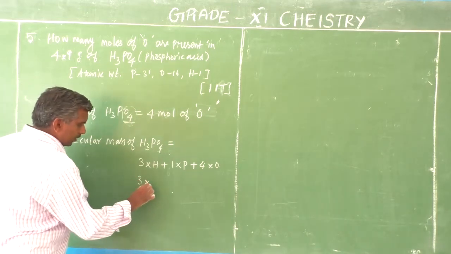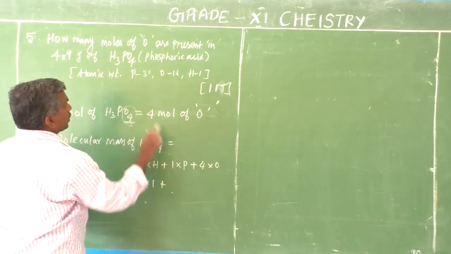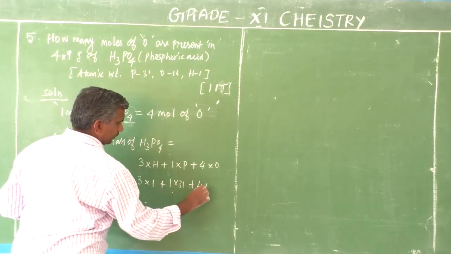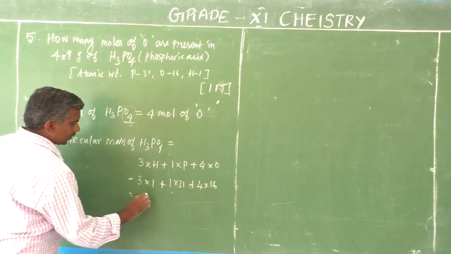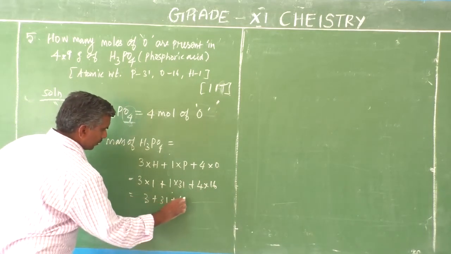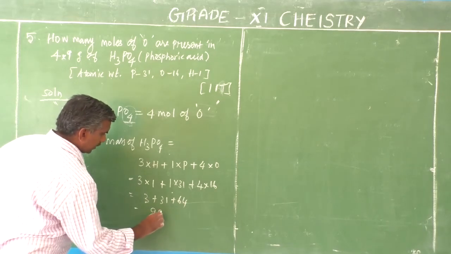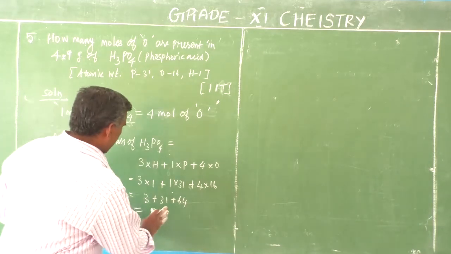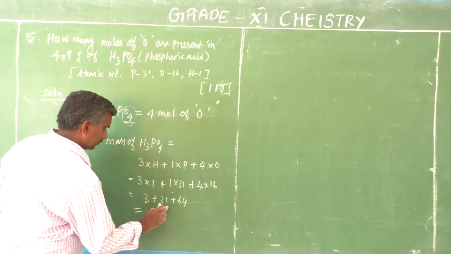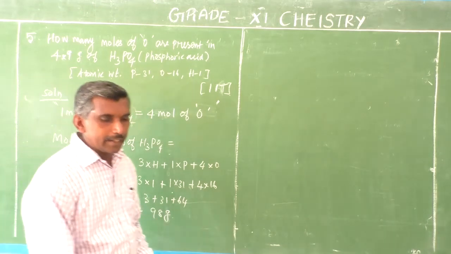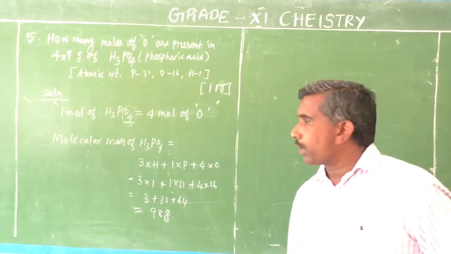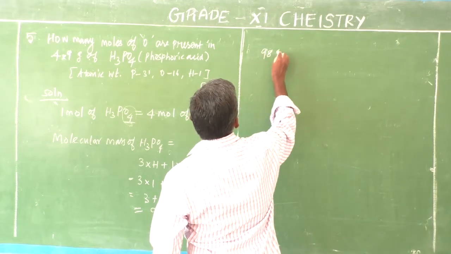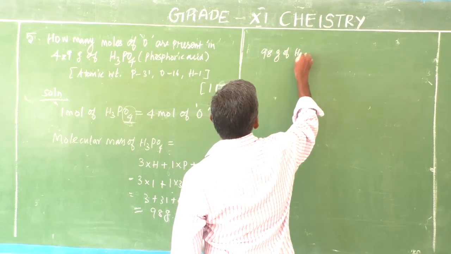Hydrogen mass, what is the value? 1 is given. Phosphorus 31, oxygen 16. 3 plus 31 plus 64, 98 gram. So 98 gram of phosphoric acid.